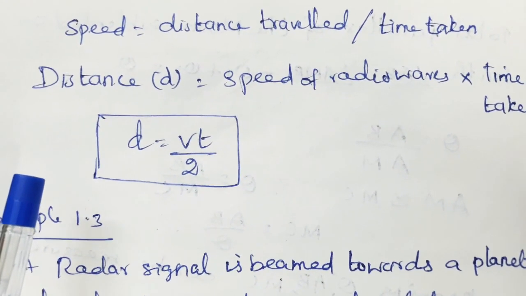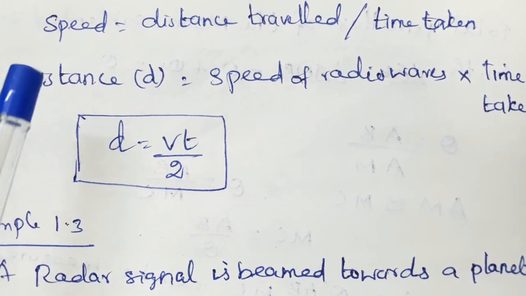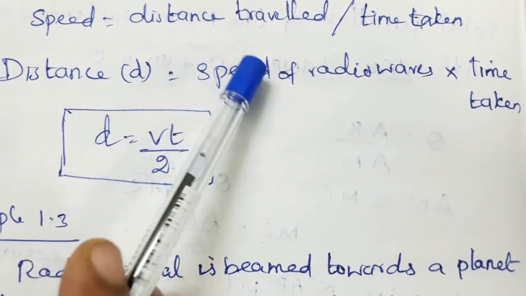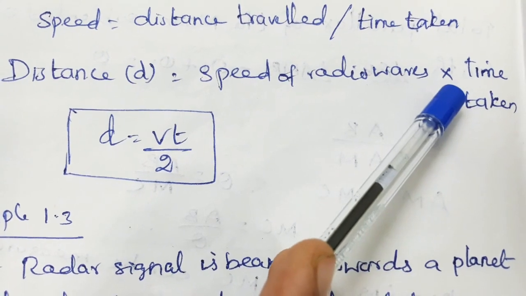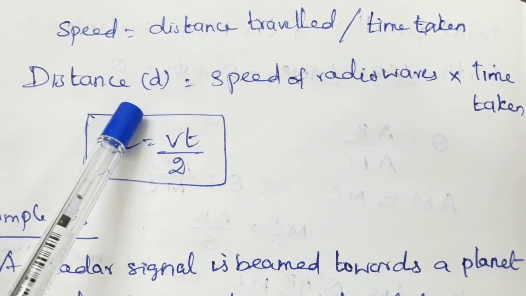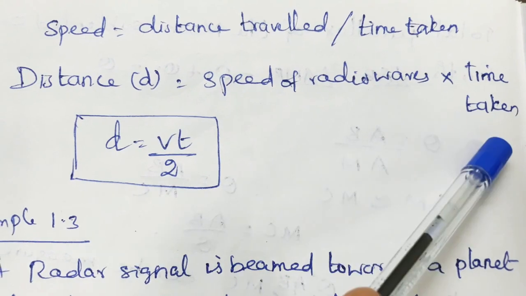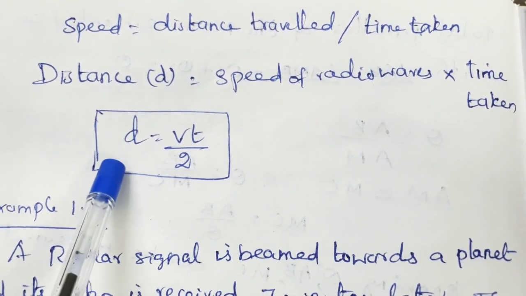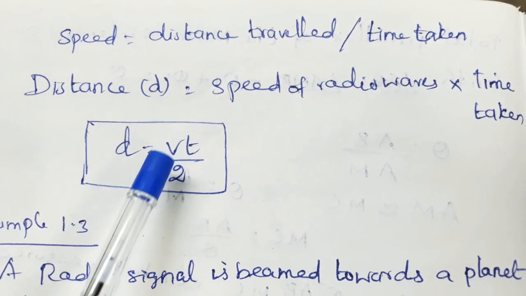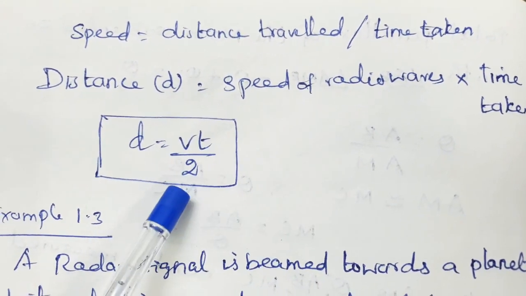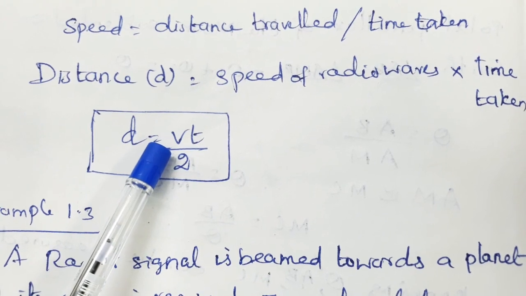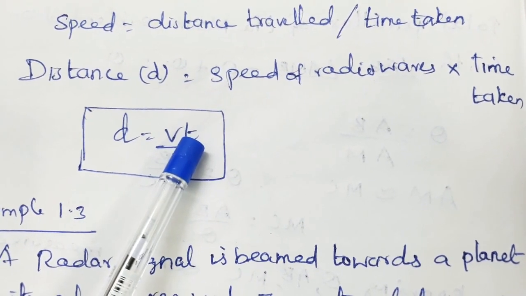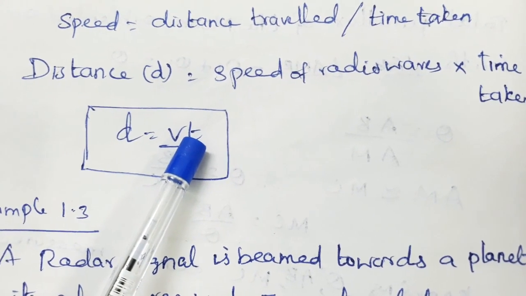How can the distance be calculated using the radar method? Let us see the formula first. Speed is equal to distance travelled by time taken. So, distance is equal to speed into time taken, that is, speed of radio waves into time taken. So, the formula can be written as D is equal to Vt by 2, where V is the speed of the radio waves or velocity of the radio waves, and t is the time taken.